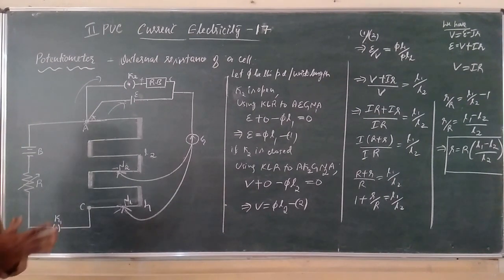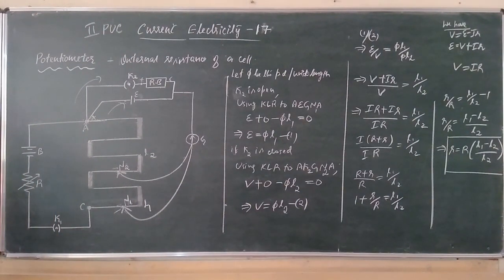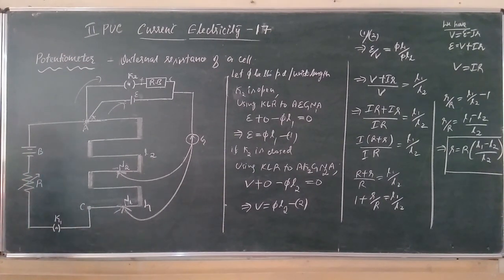The potentiometer draws no current from the voltage source which is being measured, and the EMF of the cell measured by the potentiometer is unaffected by the internal resistance of the cell. So these are the advantages of using a potentiometer.